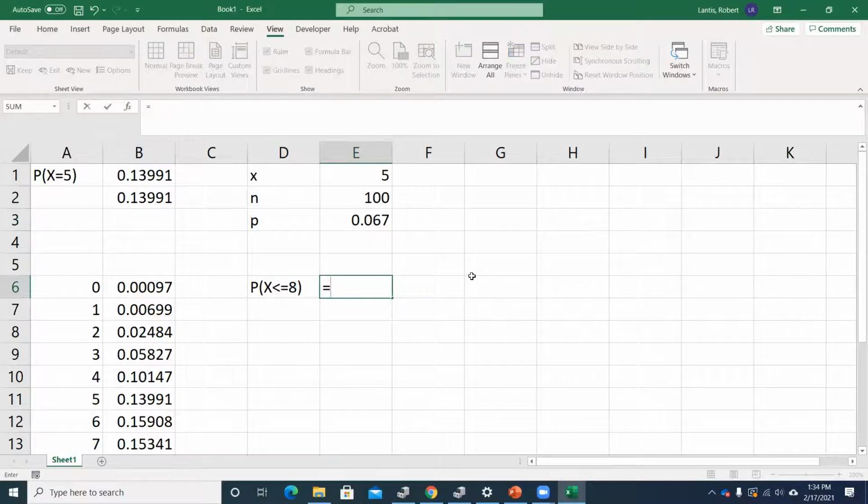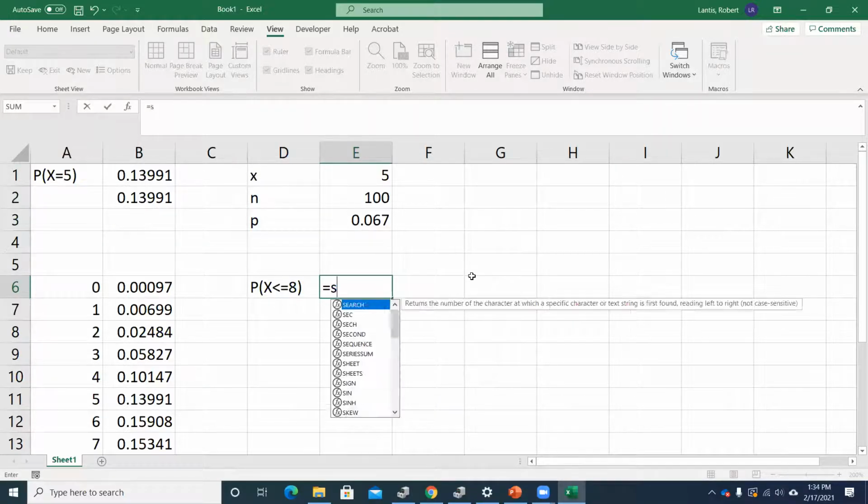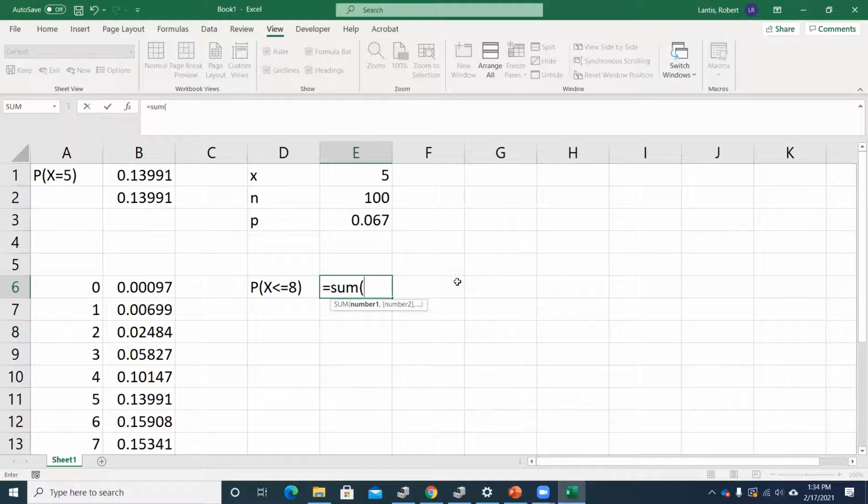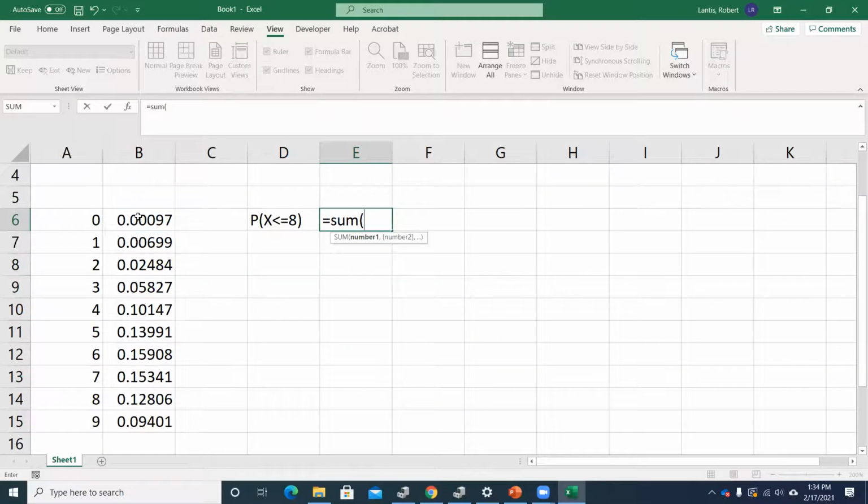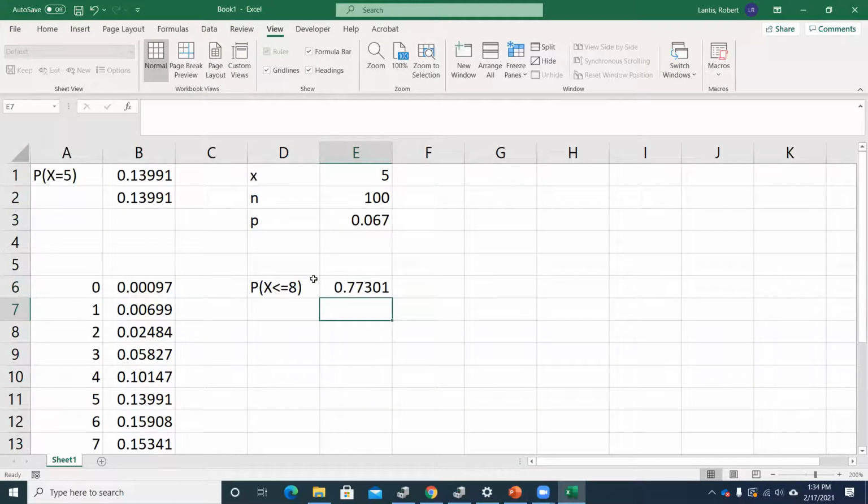Well, what I could do is I know that's just the probability x is equal to 0 plus the probability x is equal to 1 plus the probability x is equal to 2 all the way up to the probability x is equal to 8, right? So I could just add up this work I had over here, add up the probabilities from 0 all the way down to 8. Okay? We'll hit enter. And that would be that cumulative probability.